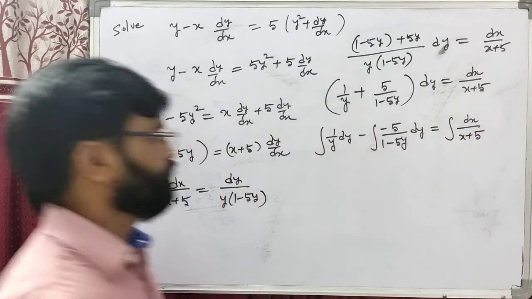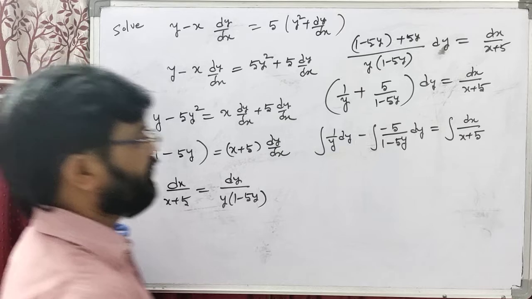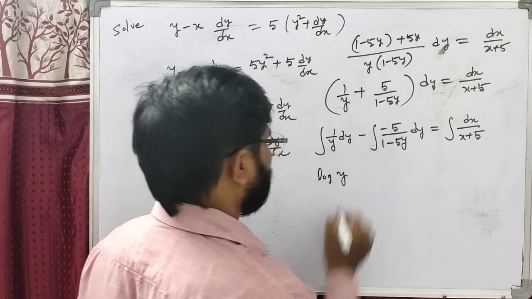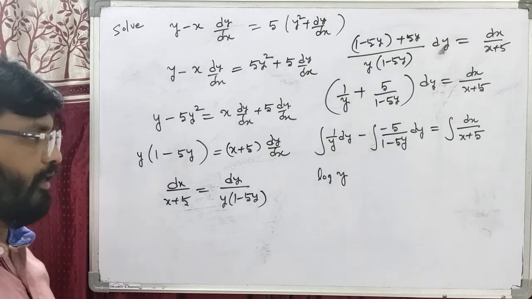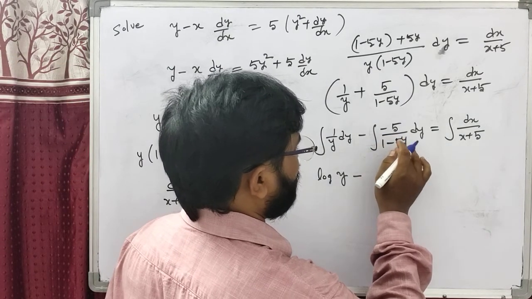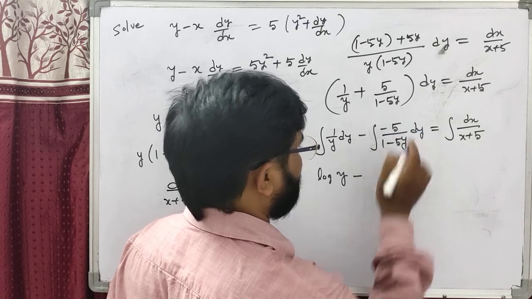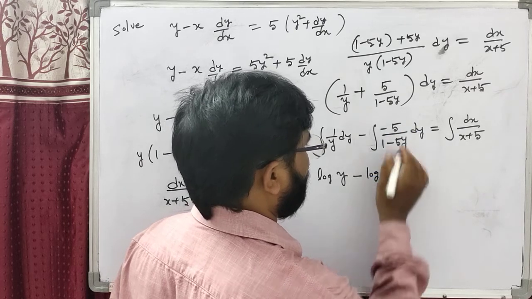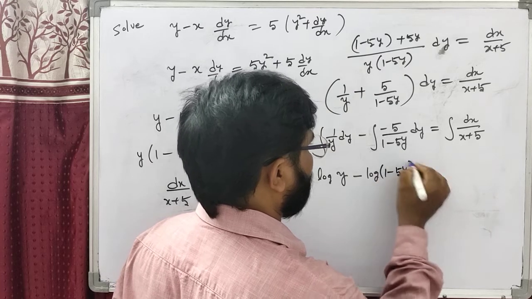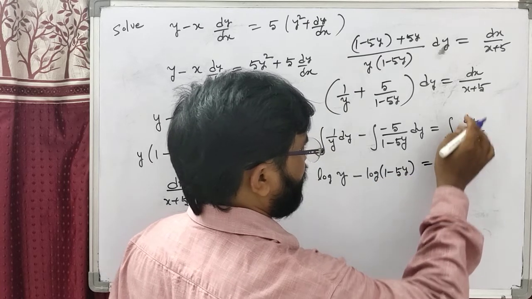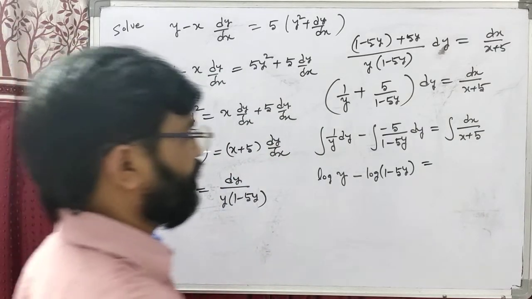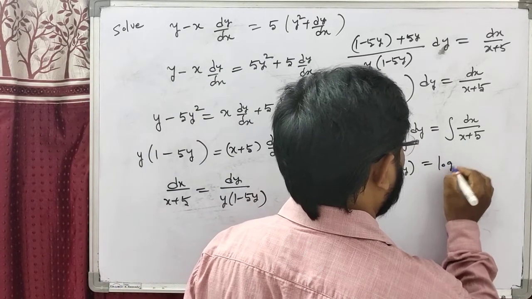So what, students? The integral of 1 by y is log y. Dear students, the derivative of 1 minus 5y is minus 5. This is the log of f dash x by f of x, which is log mod of f of x. The derivative of x plus 5 is 1, since the derivative of 5 is 0. The integral of f dash x by f of x is log mod of f of x.